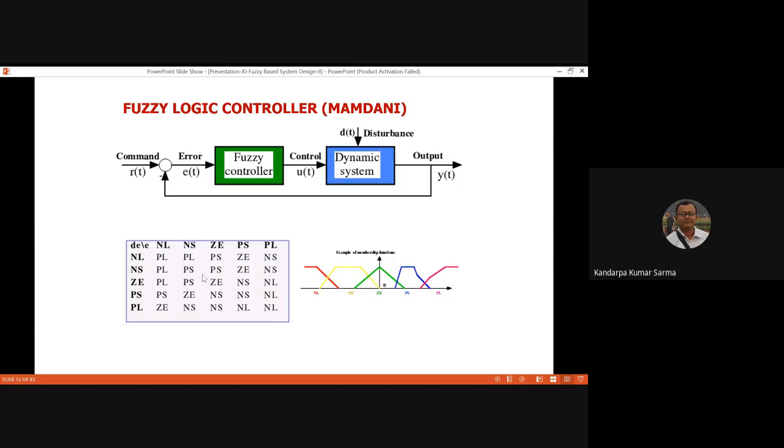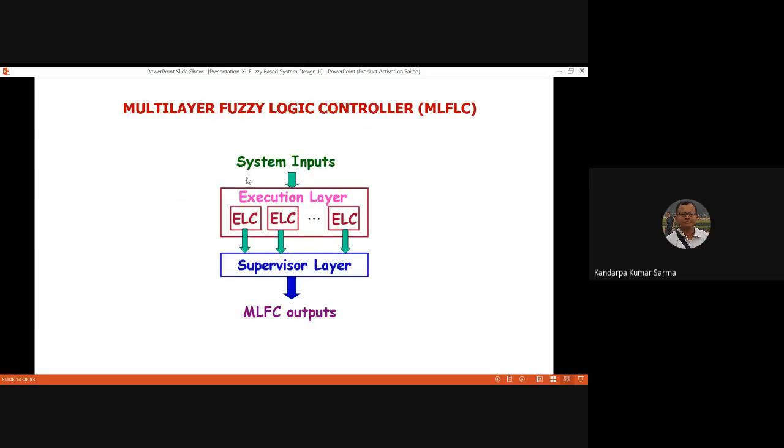So if we now think about the differentiation, DE, we can have several representations: very low, not small. Then Z is one more state. Then PS is one more state, and PL is one more state. These states can be further fuzzified, and the fuzzified forms will go to the fuzzy controller for generating the fuzzy control response.